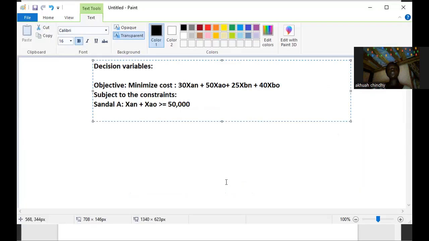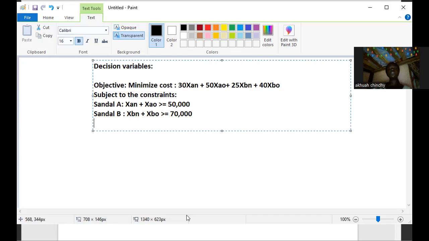So the second one is on what? The second constraint is on sandals B. It is telling us that the quantity of sandals B produced on the new production line, plus the quantity of sandals B produced on the old production line, should be greater than or equal to 70,000, right? So that's our second constraint.